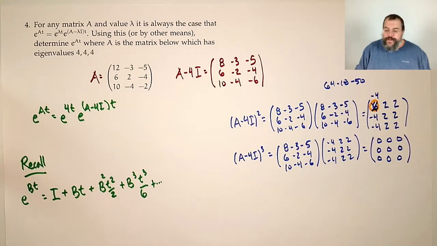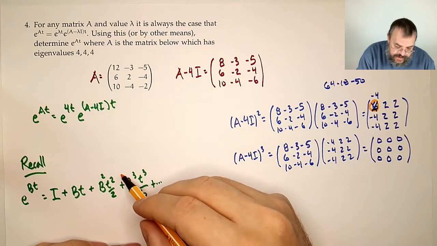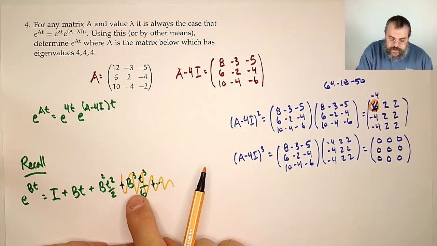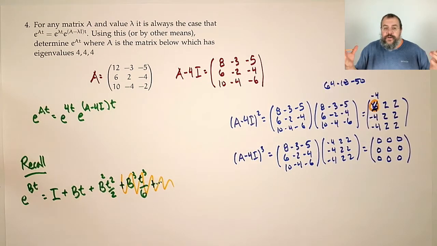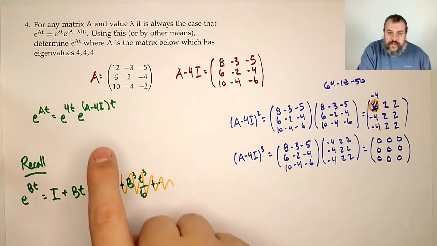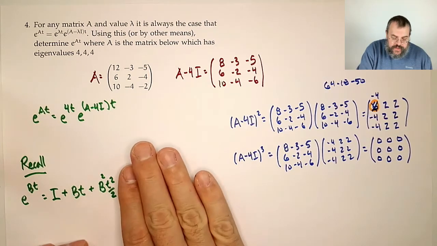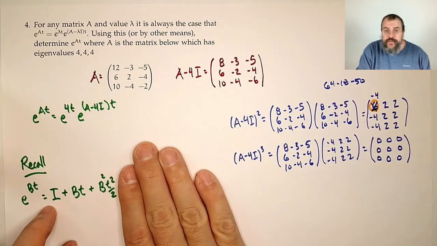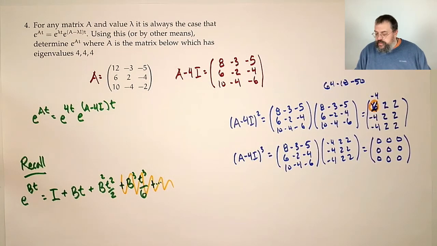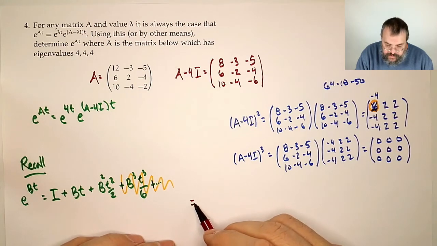All right, well, what's the point? Why is this nice? Well, once something is all 0, what it says is everything from where you start being 0 on is going to go away. So that says we can compute e to the a minus 4i t, because that's our b here, by just looking at the first 3 pieces.